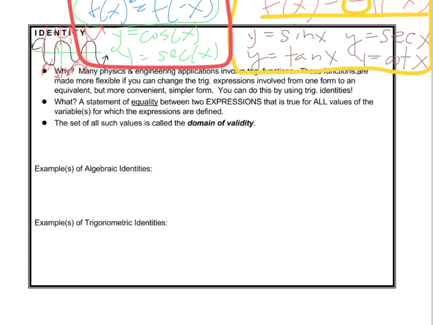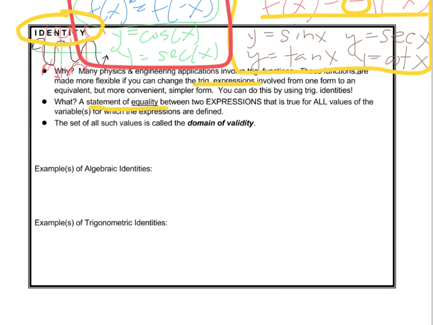Identities are going to be a really big deal in chapter 5, and there's a ton of them. These are really powerful in college level mathematics, in engineering, and physics. They allow us to manipulate trig equations and expressions that involve sine, cosine, secant, cosecant, etc. We're going to be learning a lot of identities, and a lot more in future lessons.